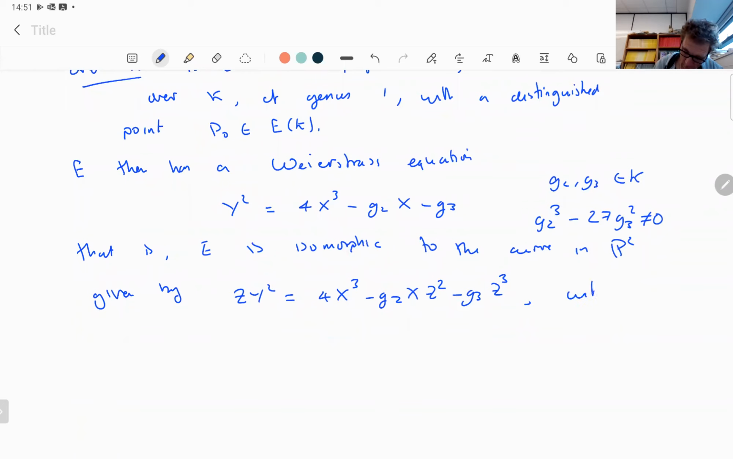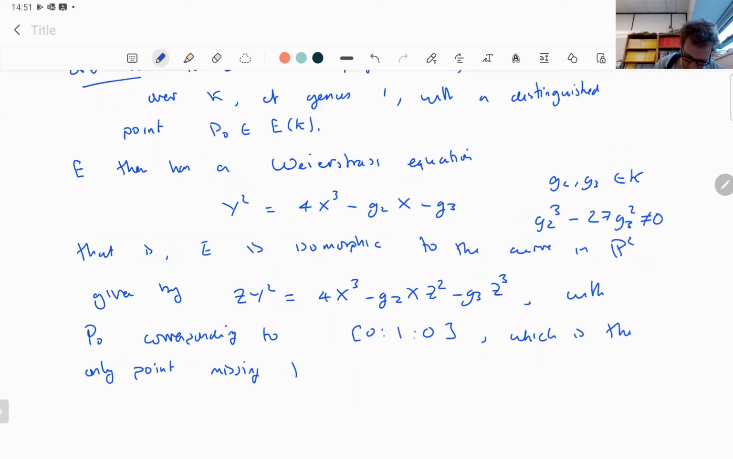with P0 corresponding to the point 0, 1, 0, which is the only point missing from the affine part. So for our purposes, you can think of elliptic curves as being given like this.